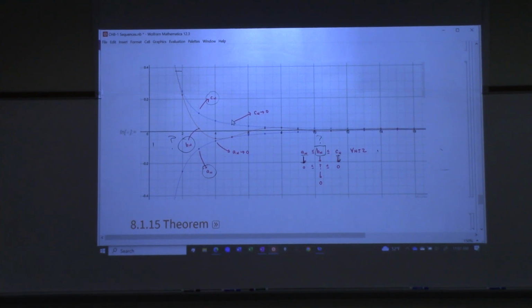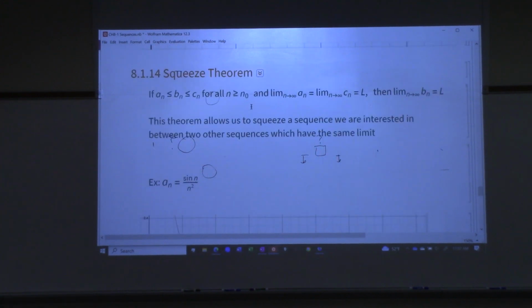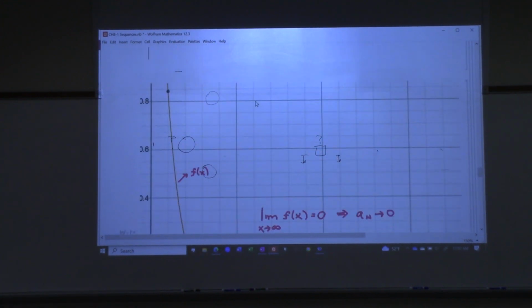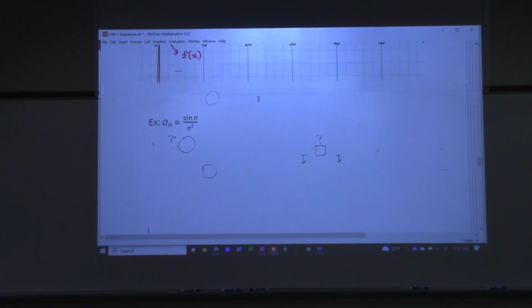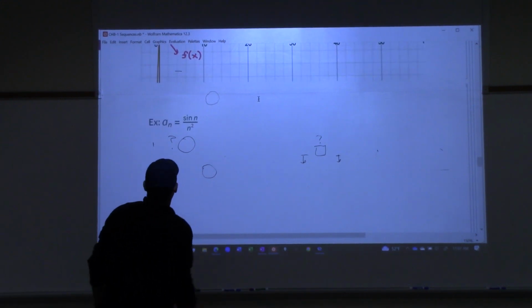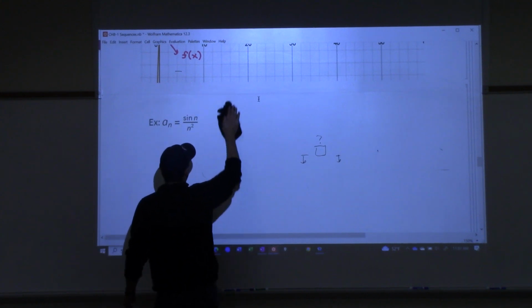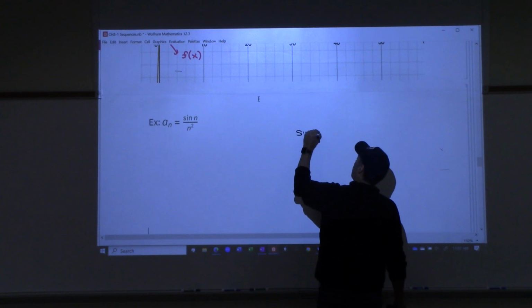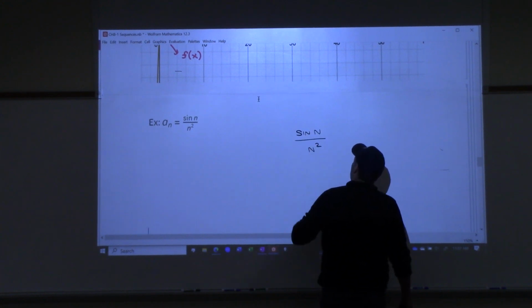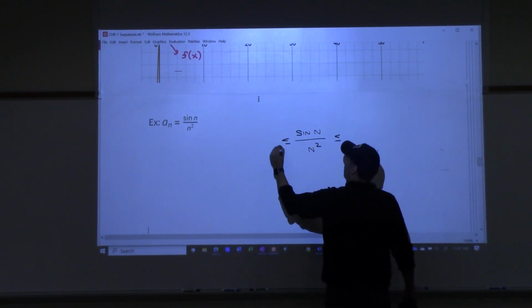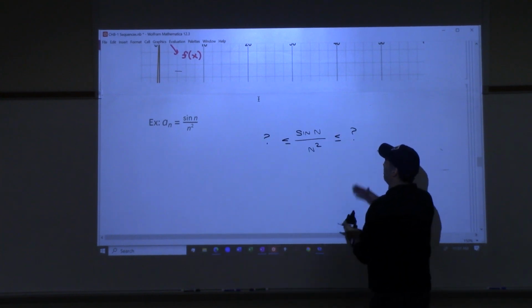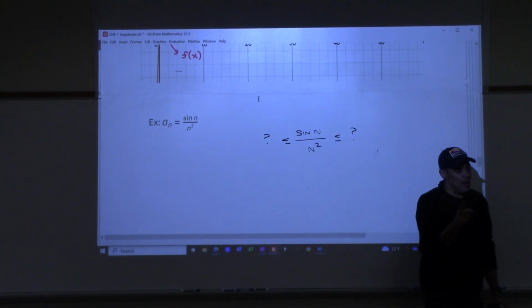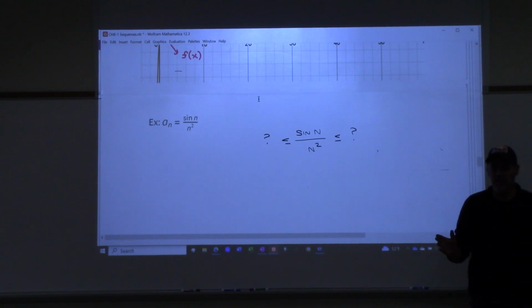Does that make sense logically to you? So let's go back to the problem that I was trying to do here. Where was it? Right here, right? Trying to figure out what this is doing. And so what I'm going to do is play with this sequence a little bit, and see, can I squeeze it between two sequences that I actually know what they're doing?